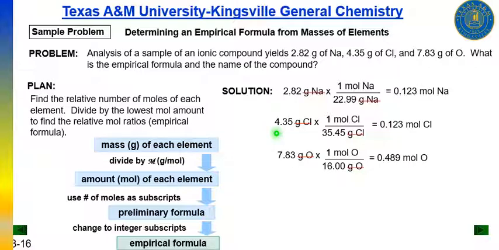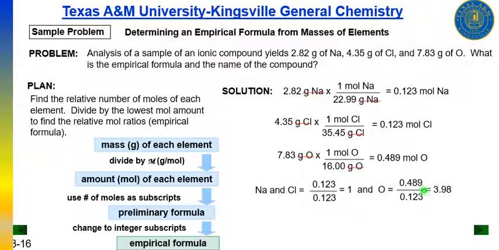Similarly, convert 4.35 grams of chlorine into moles. Again, 1 mole of chlorine is 35.45 grams of chlorine. You simply use the grams divided by its atomic mass. The calculation again gives 0.123 moles of chlorine. Oxygen, 7.83 grams divided by 16. The calculation is 0.489. And you use those numbers as the subscripts to determine a preliminary formula.